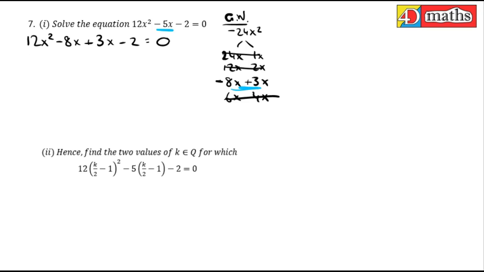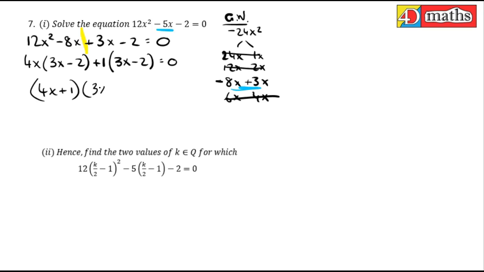See what's common between the first two. Common between the first two is 4x. So I'm left with 3x minus 2. And I'm going to factorize out the 1 and I get 3x minus 2. So now I have 4x plus 1, 3x minus 2. So these are called factors. Okay, so I'm going to solve the factors over here.